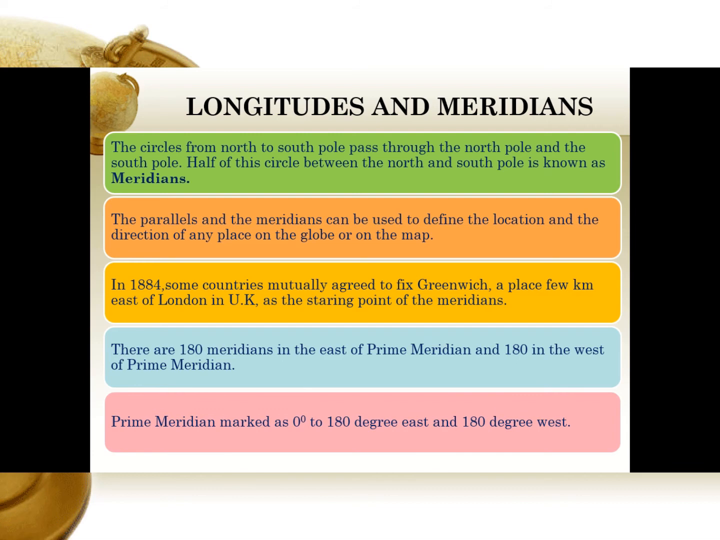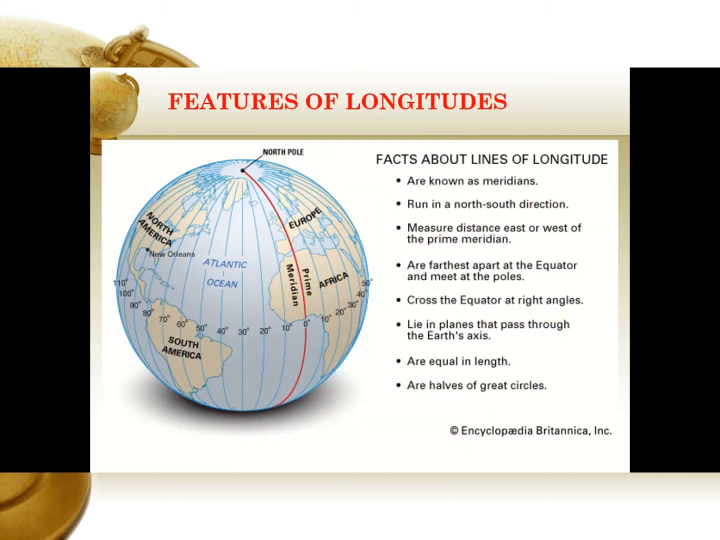There are 180 meridians in the east of the prime meridian and 180 in the west of the prime meridian. In total we can say there are 360 meridians. The prime meridian marks 0 to 180 degree east and 0 to 180 degree west.